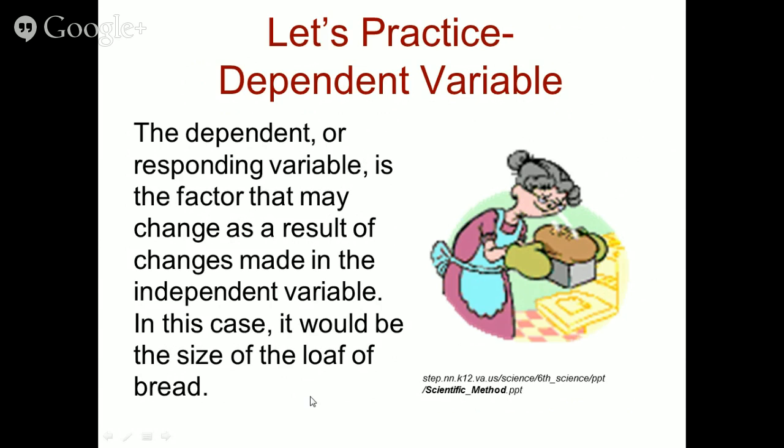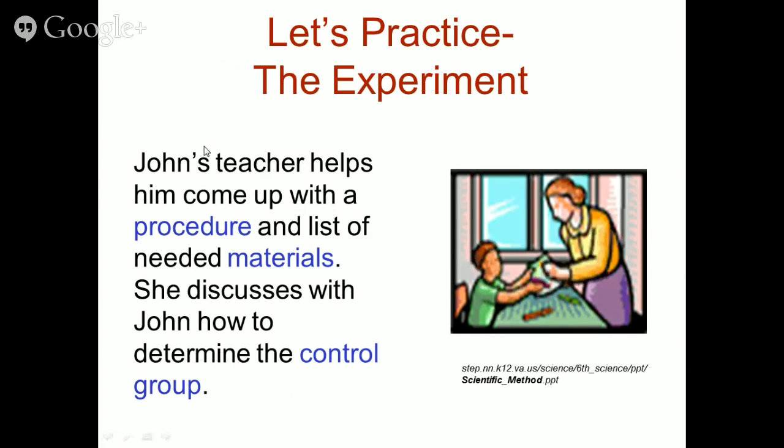Remember, as you're making yours, what's the independent variable, what's the dependent variable? Then what tools are you going to use to measure the dependent variable? Keep going with John. John's teacher helps him come up with a procedure, a list of directions, and a list of needed materials. You've done that. She discusses with John how to determine the control group.